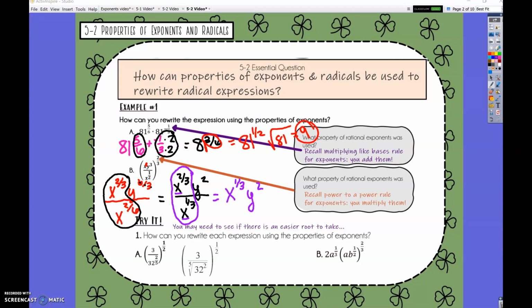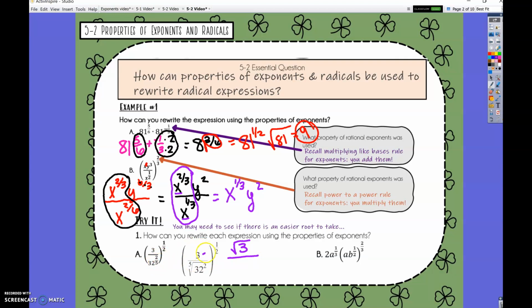I'll look at one more try-it here with you on part A. You might want to see if there's an easier root to take first. Again, you don't have to do the power part first. So 3 would be to the 1/2. That top one isn't going to change. That'll be the square root of 3 up top. But in the denominator, I've got 32 to the 2/5.